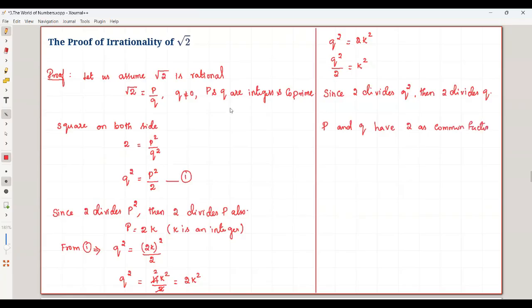Actually, we have taken p and q are co-prime. Co-prime means they should have only 1 as a common factor. Here we have proven that 2 also is a common factor. This gives a contradiction. Therefore, our assumption is wrong.